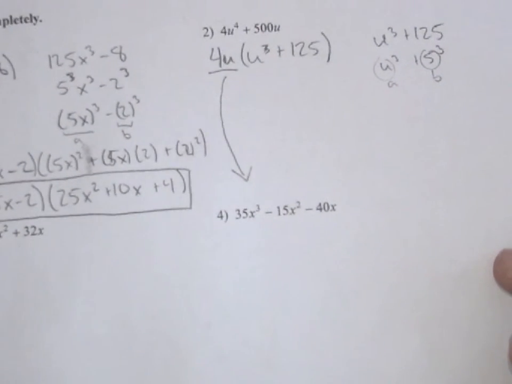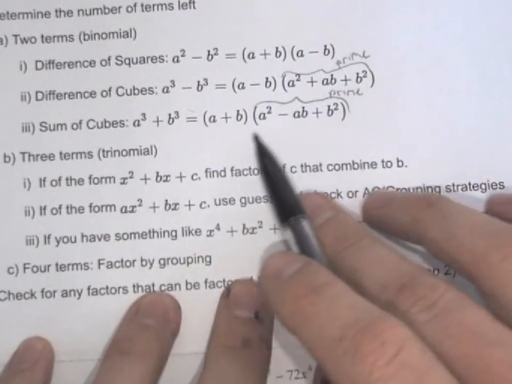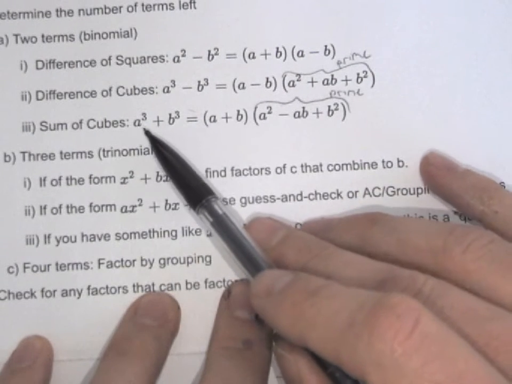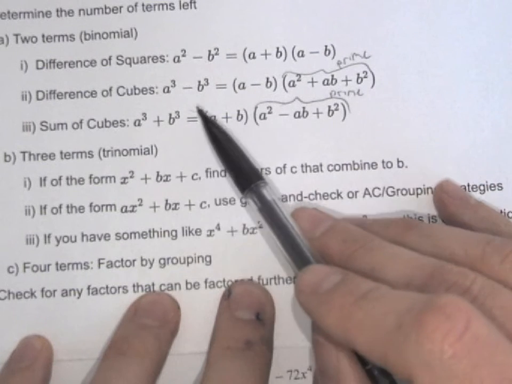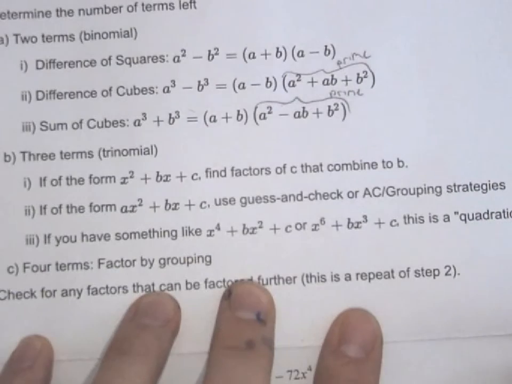When I'm using my sum of cubes template that we came up with, I need an a and I need a b. So I need to write it as something cubed plus something cubed. I need it to look like this so I can figure out what my a piece and my b piece are, and then I can use the rest of the template.